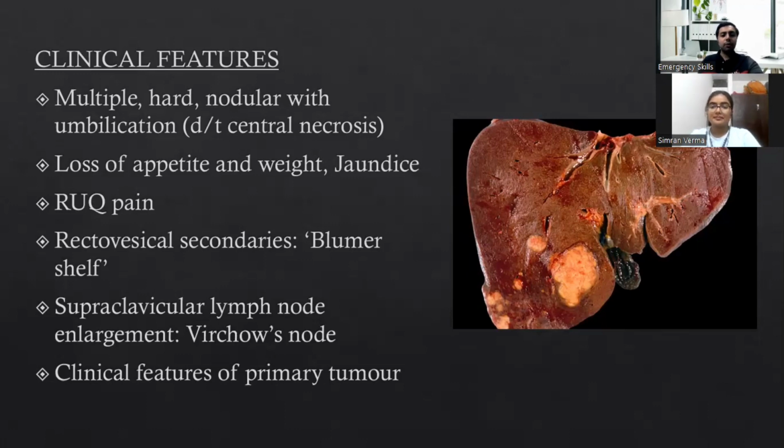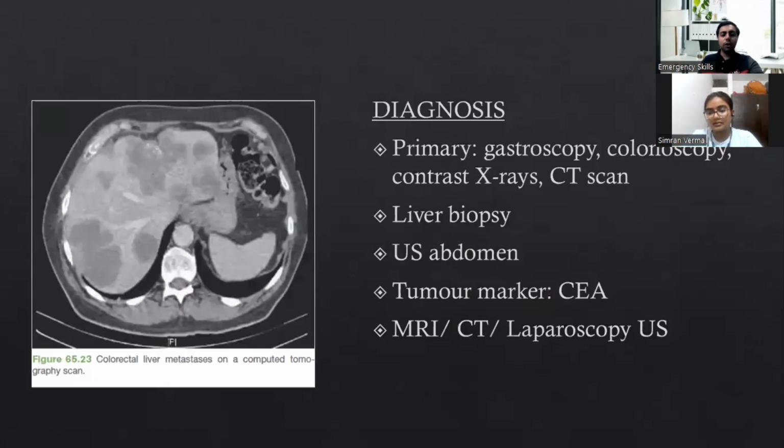Blumer's shelf, as I was telling you, is found on digital examination, rectal or vaginal, where you find metastatic tumors. Moving on. Diagnosis: again, we will basically look for the primary tumor.